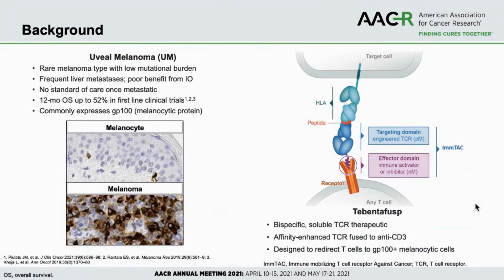And so this just shows that example. If you look at a melanocyte, it expresses some GP100, but uveal melanoma specifically expresses a lot of GP100. And so the thinking is you basically bind to the HLA expressing the GP100, and then you have this molecule that has an HLA binding domain and a CD3 binding domain, which basically brings your T cells close to melanoma cells. And so it's a bispecific TCR fused to an anti-CD3 molecule.